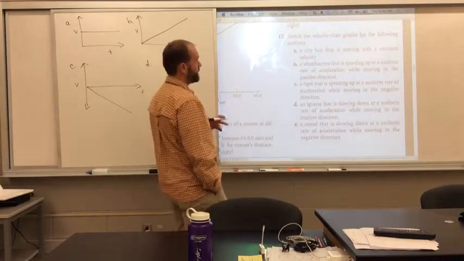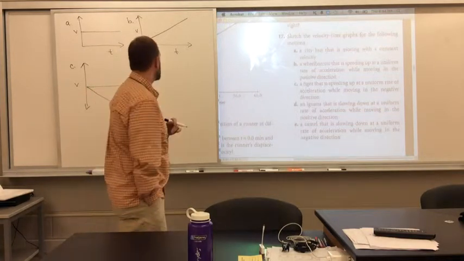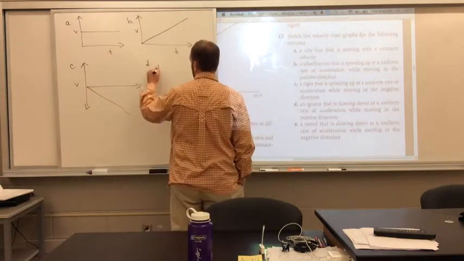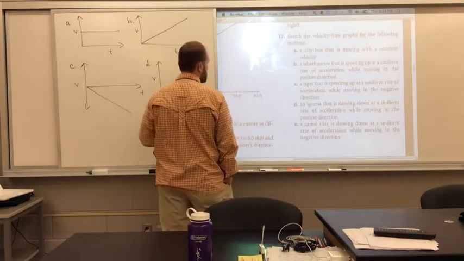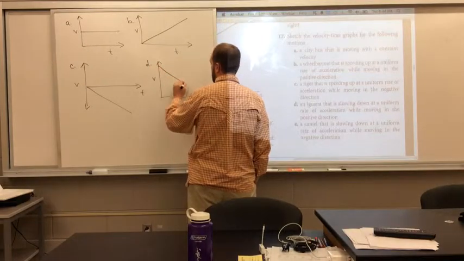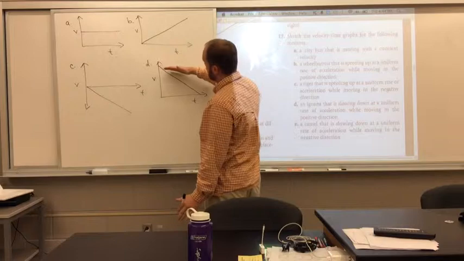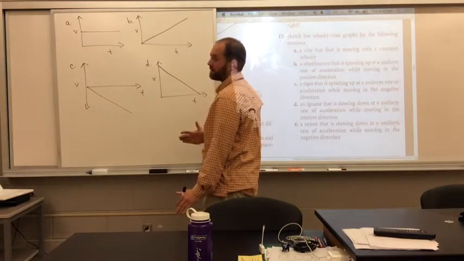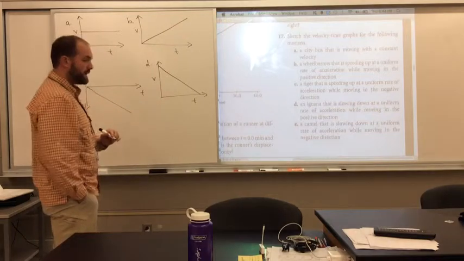An iguana that's slowing down at a uniform rate of acceleration while moving in the positive direction. So, time, velocity. Okay, the iguana starts positive, and it's slowing down. So this whole time, it's got a positive velocity. It's just getting less and less. And then last but not least, E.